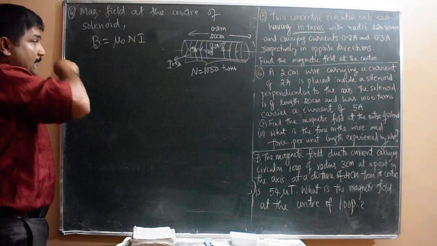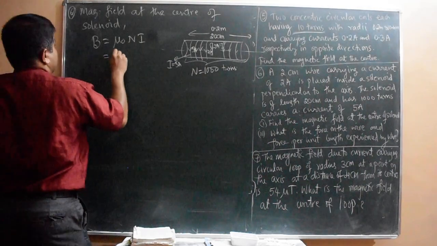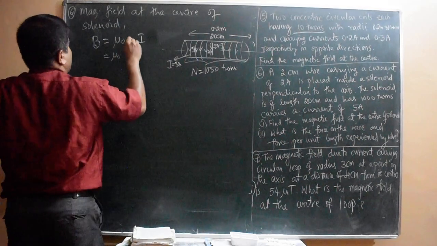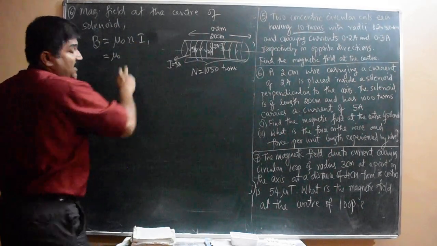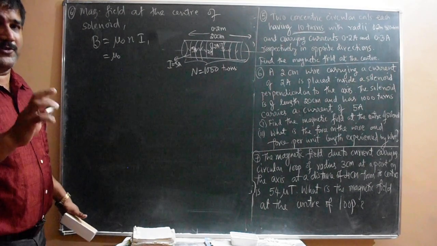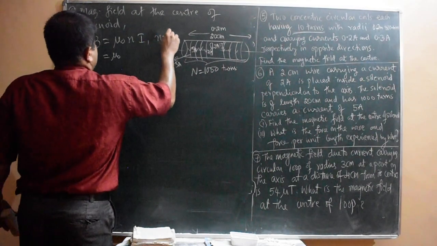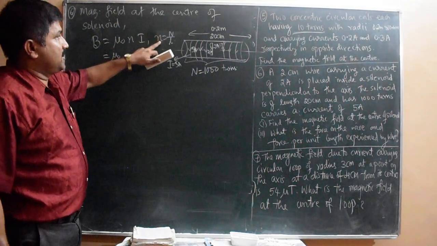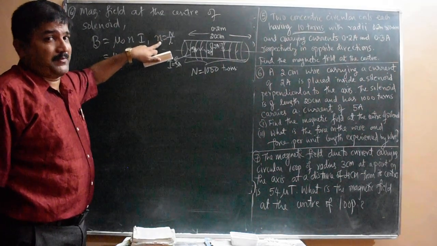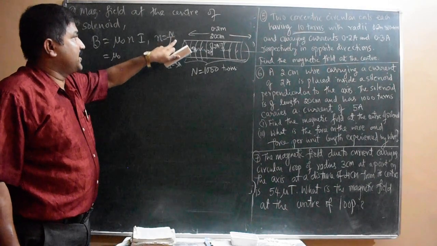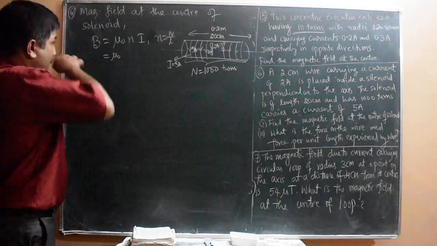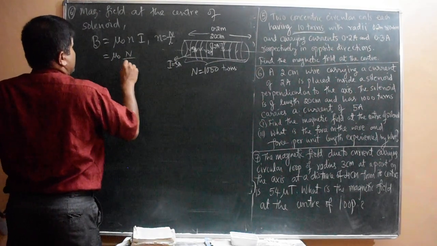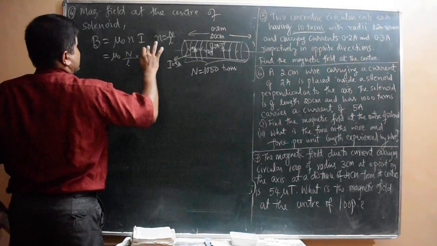This is the formula for the magnetic field: mu naught n. This is small n, where n stands for number of turns per unit length. So n equals N by L. Small n means the total number of turns divided by the length of the solenoid. So that is N divided by L into I. This is the formula.